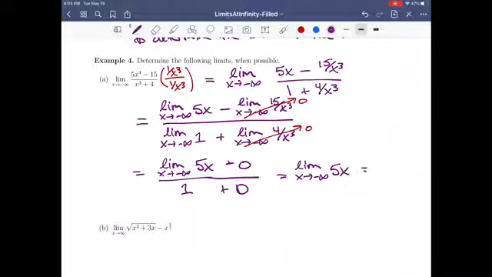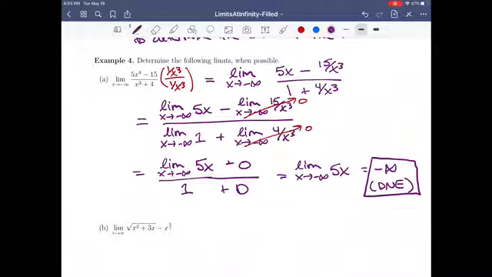Now this limit isn't going to exist, so it's not going to a nice number, but we can tell that it's going to negative infinity. So this is still a DNE case, but it goes to negative infinity because it's 5 times a really, really big negative number, so it's going to be an even bigger negative number. Okay, so our limit here doesn't exist, but it approaches negative infinity.